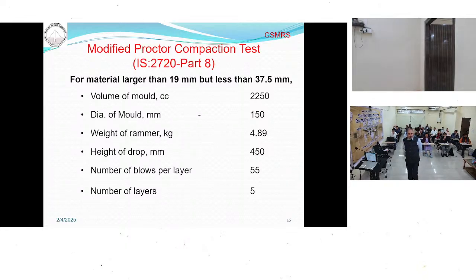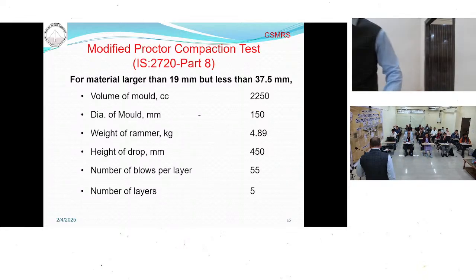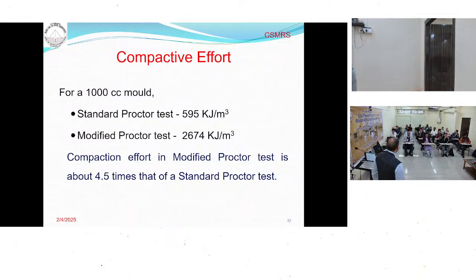Now, can you tell me how much energy we are supplying? If we talk about the ratio, in the standard Proctor test we are supplying the energy of 595 kJ per cubic meter. But in case of the modified Proctor test, we are supplying the energy of 2674 kJ per cubic meter, which is 4.5 times that of the standard Proctor test.